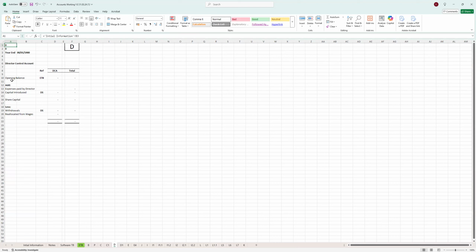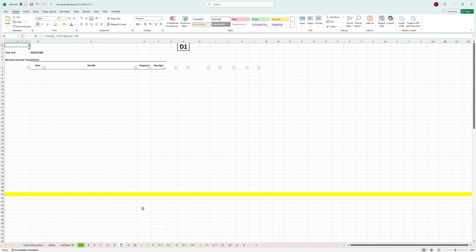So if you look here, the opening balance, the expense added made by the director, and capital introduced, all these three will increase the capital. Then we see how much is the withdrawal and the amount reallocated from the wages. So sometimes what happens is the director takes more wages than they show on the payroll, or sometimes the director doesn't take any salary of what they are submitting through the PAYE. So this type of information also needs to be adjusted through the director current account or director loan account.